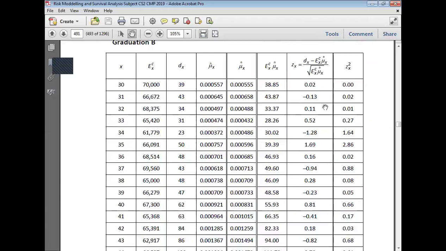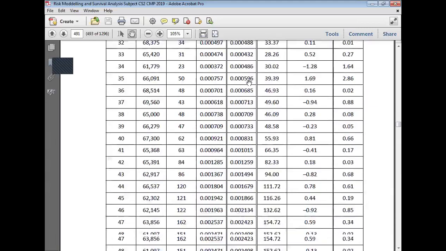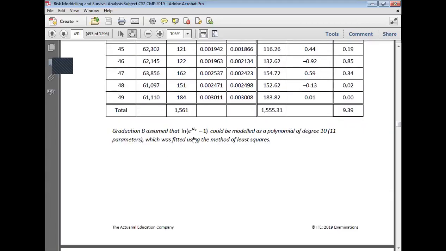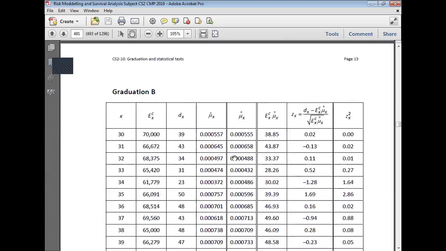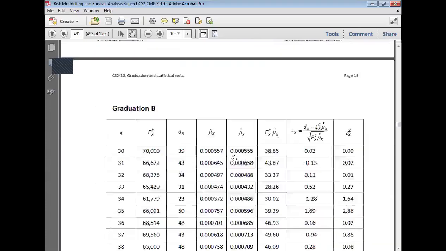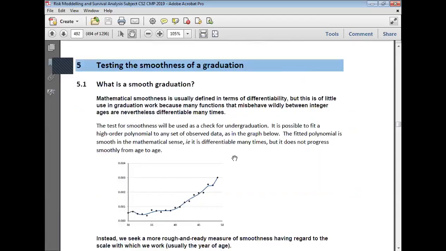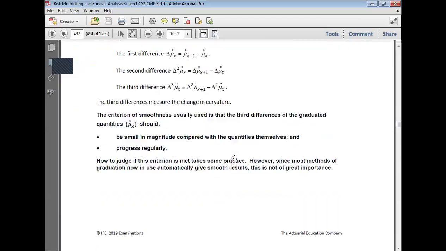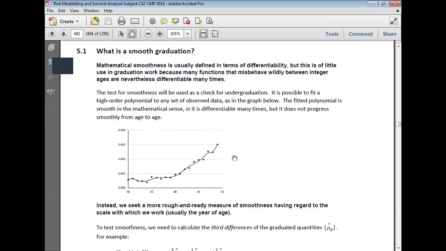Here again, we have the same kind of table, but the method that we have used to graduate these rates is different, because the kind of model that we're assuming now is a bit different from the one in graduation A. Now I'm not going to write everything down, but just show you various tests that we can conduct to check various other things when we use the graduated rates to make decisions. The very first thing is we want our graduated rates to be smooth.